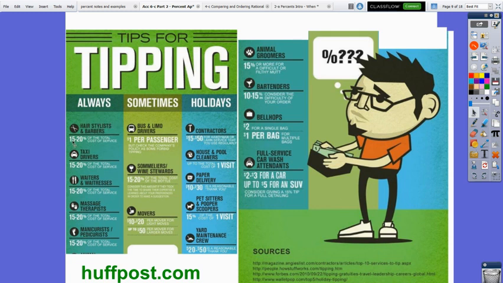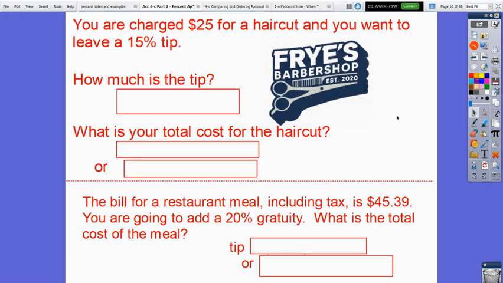Okay, hairstylists 15 to 20%, a taxi or Uber driver 15 to 20%, waiters and waitresses 15 to 20%. Okay, the person that does your nails 15 to 20%. It's a pretty common one. Okay, so calculating the tip that you should give for a service is a percent calculation. And so just like taxes, it gets added on to the bill, like sales tax.